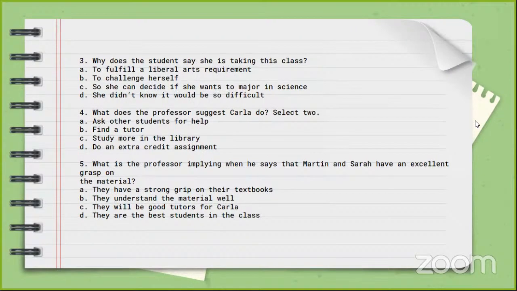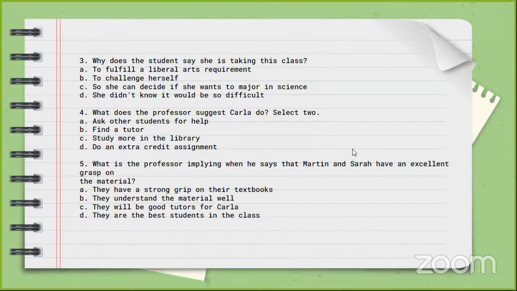Please, Jokabet Becerra, can you help me read the question? Yes, teacher. Okay. What is the professor implying when he says that Martin and Sarah have an excellent grasp on the material? What did you choose? What option? Letter D. That they are the best students in the class? No, teacher. Letter B. Okay. They understand the material well. Okay, thank you.